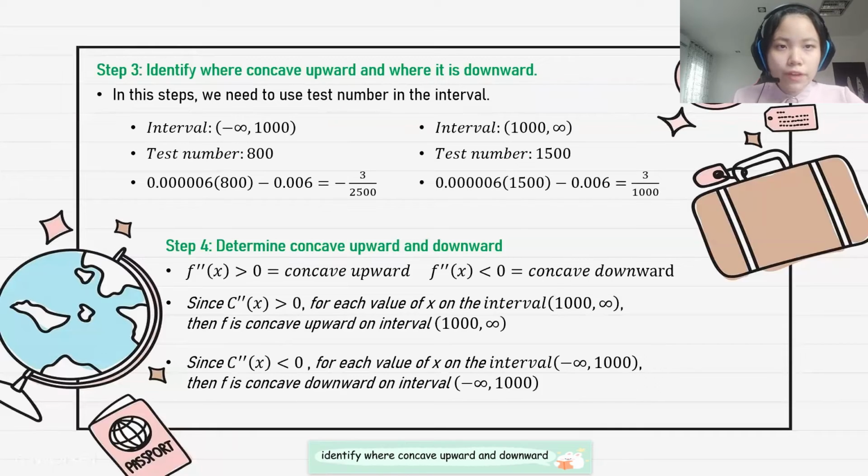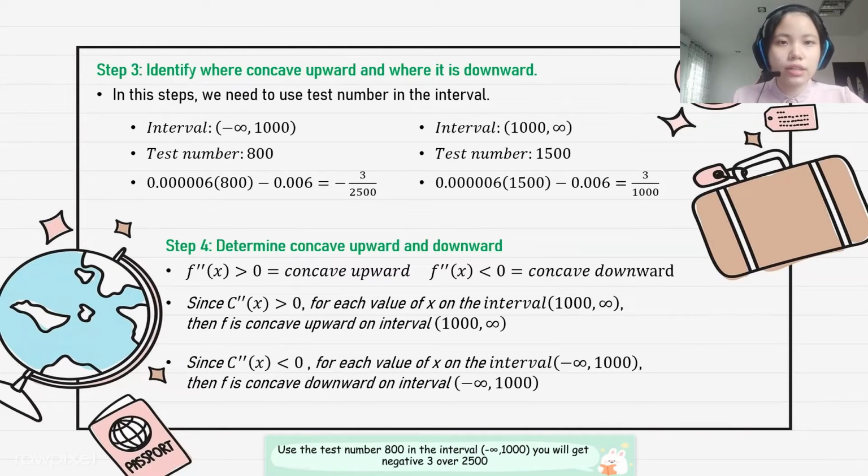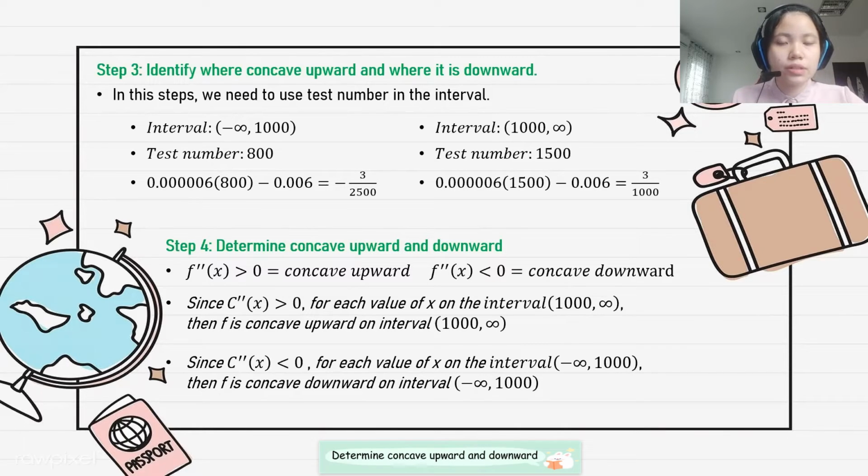Thirdly, identify where it is concave upward and downward. Use the test number 800 in the interval negative infinity to 1000. You will get negative 3 over 2500. For the interval 1000 to positive infinity, I use 1500 as the test number. So you will get 3 over 1000. Last step, determine concave upward and downward.